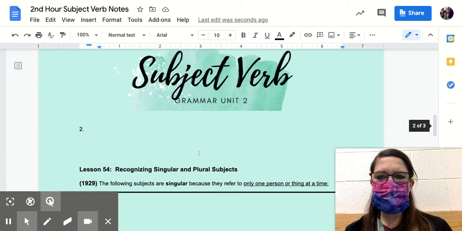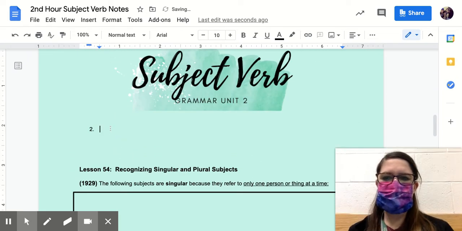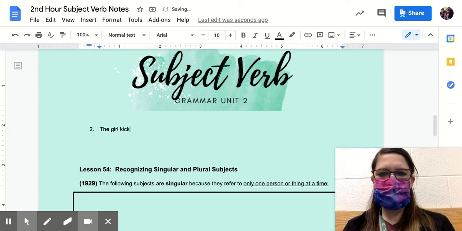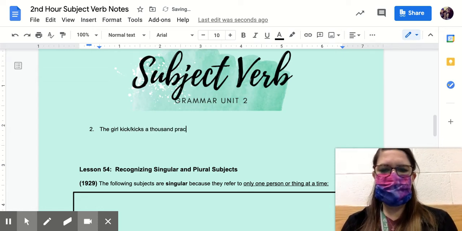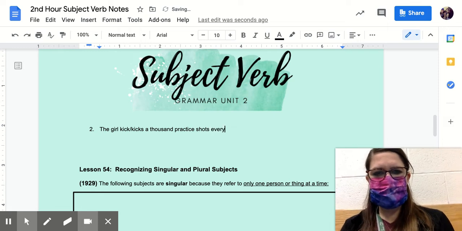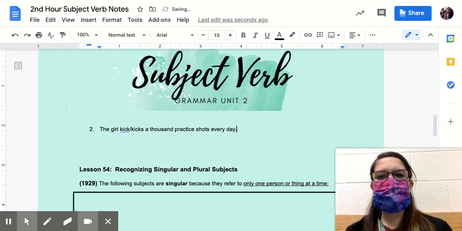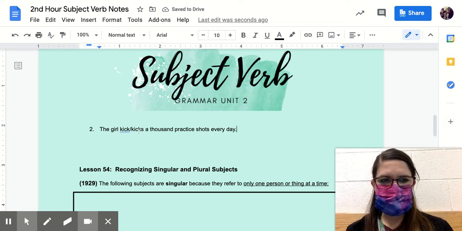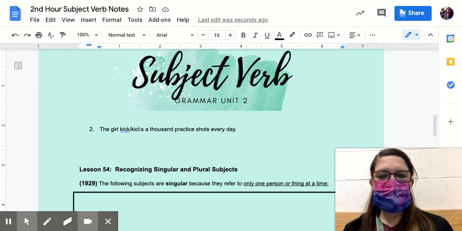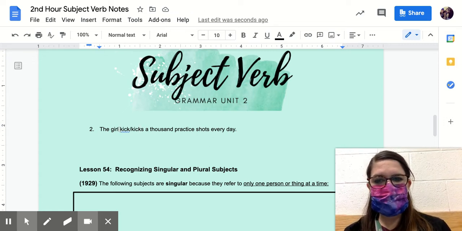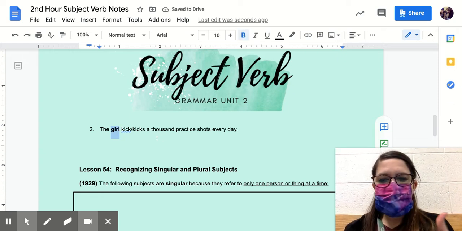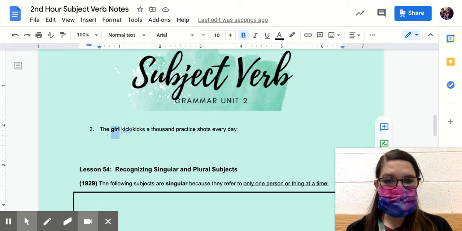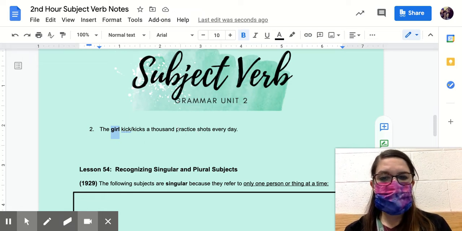Okay, for the next one, same idea. The girl kicks 1,000 practice shots every day. Okay, so this is our verb, kick or kicks. So we need to ask who or what is doing the kicking. The girl, so girl is our subject. And then who or what does she kick, right? What completes the verb is practice shots.